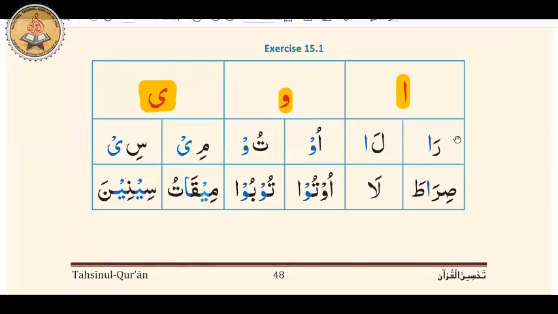Okay, so alif madda always comes after a fatha, vaw madda always comes after a dhamma, and ya madda always comes after a kasra, a letter with a kasra underneath it. Okay, let me just admit some more students into the class and then we'll move on.